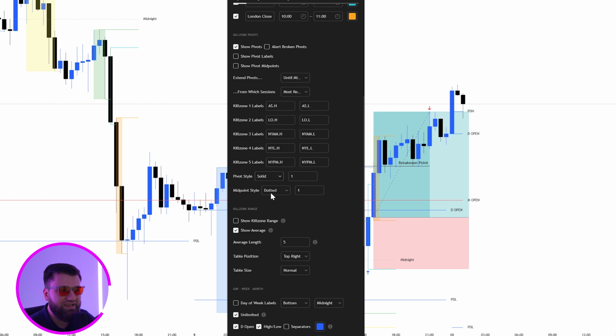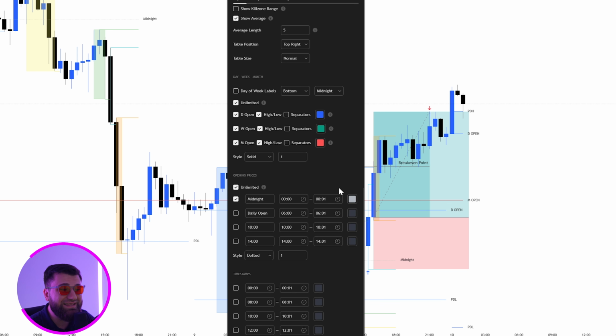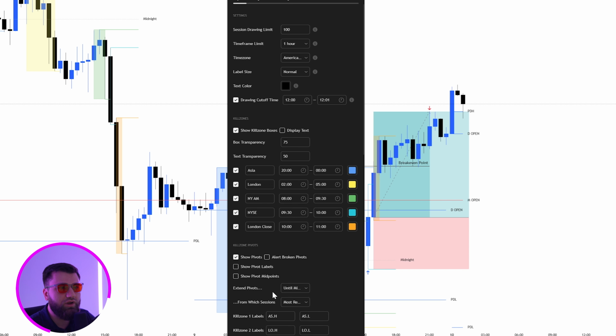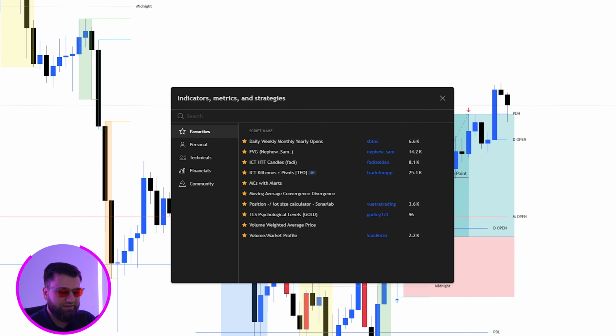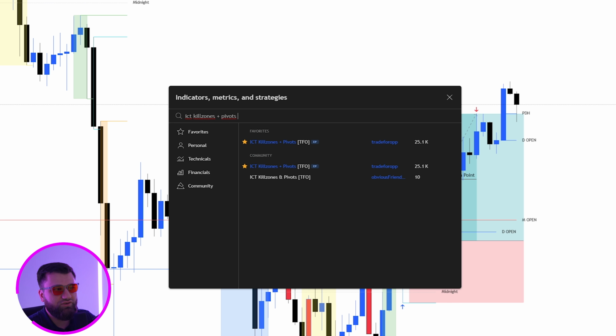I have show pivots, and then I have also the daily open, high, low, weekly open, monthly open as well. And I have the midnight as well, guys. So you can just go ahead, screenshot this or copy it right away for your TradingView, and then your chart will look exactly the same. So to access the indicator, you click on this tab right here and then type in ICT kill zones plus pivots, and then use it from TFO. So trade for OPP, you can use this indicator, and that's the exact same I use myself.